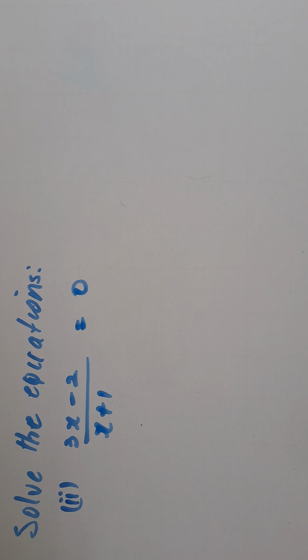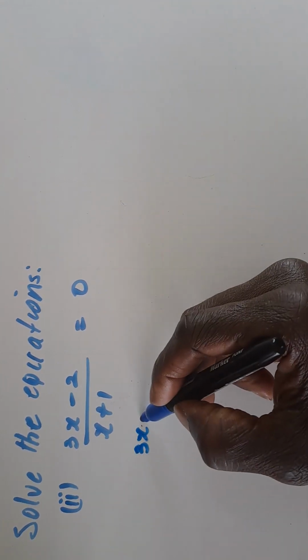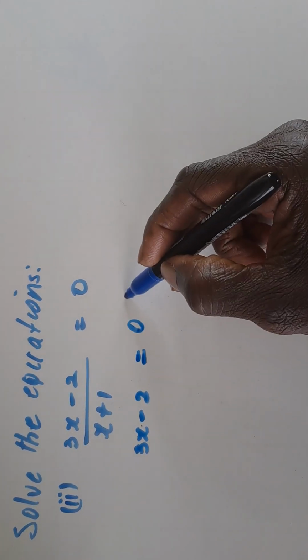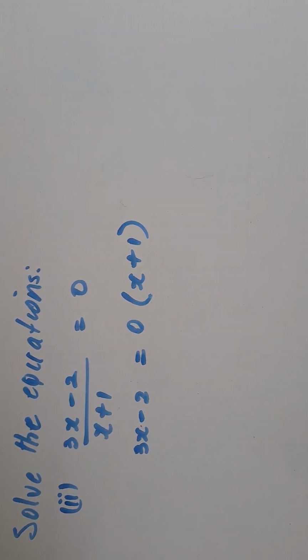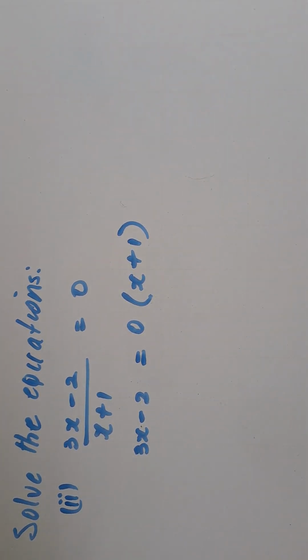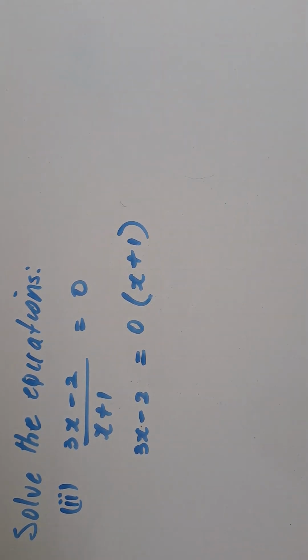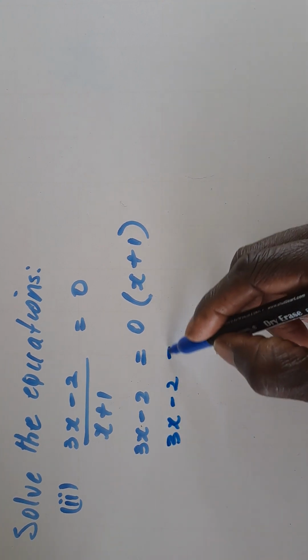Right, here's our second equation. For this, we'll cross multiply. So we'll have 3x minus 2 is equal to 0 times x plus 1. The reason we do this is because 0 is the same as 0 over 1. So when we cross multiply, we have 3x minus 2 is equal to 0 times this, which is 0. So we have that this now is equal to 0.